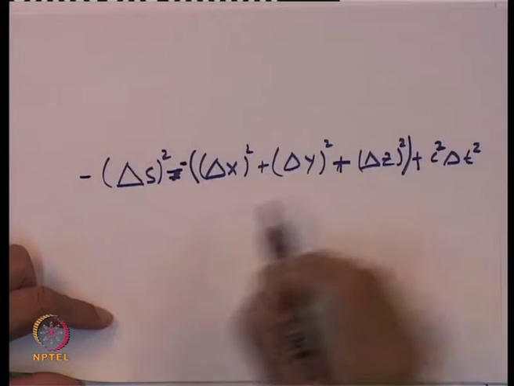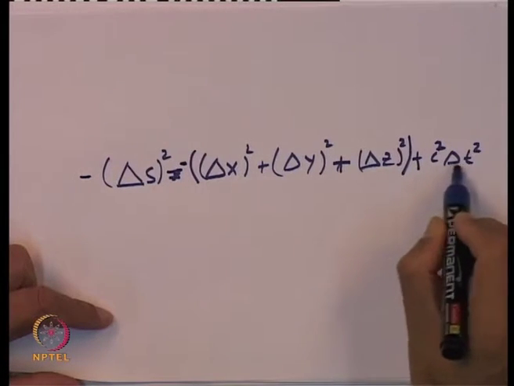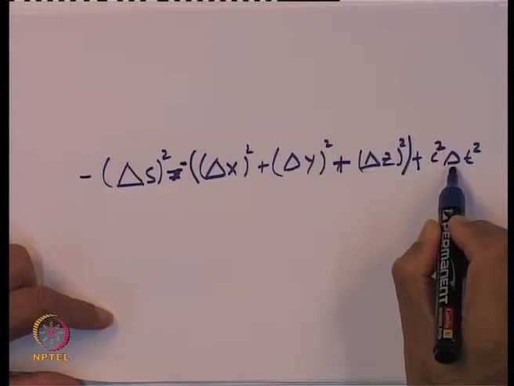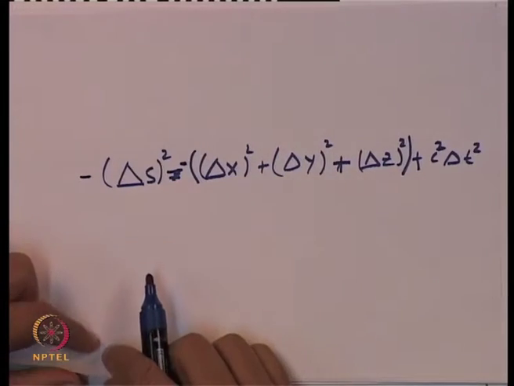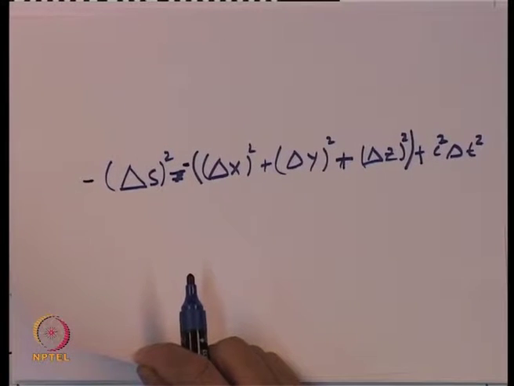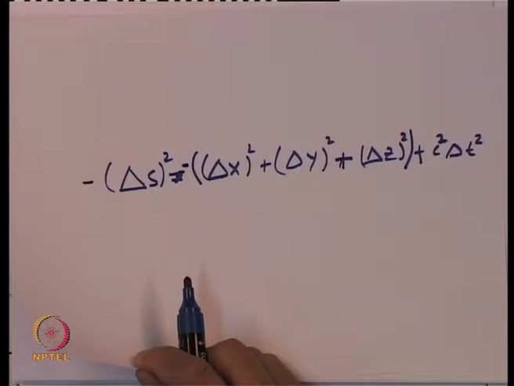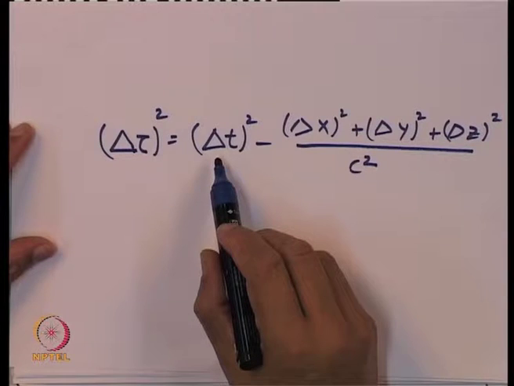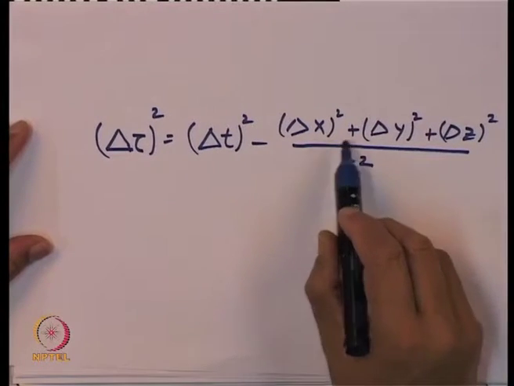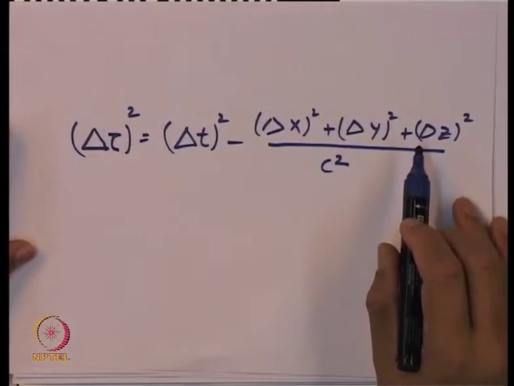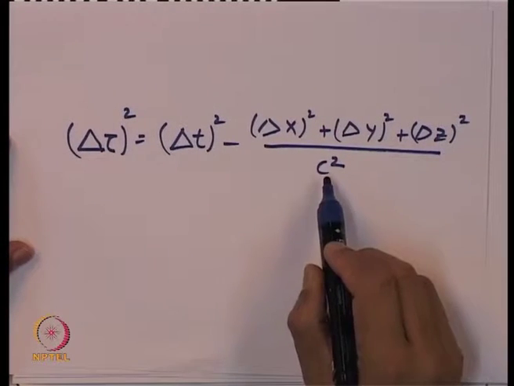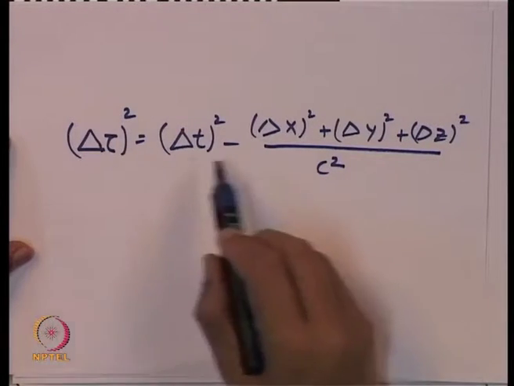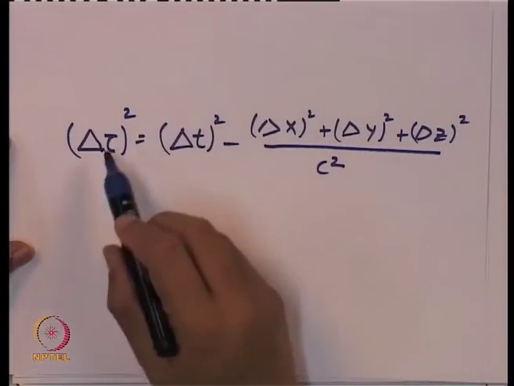I divide by c square. If I divide by c square, this will become just delta t square, and all these quantities will get divided by c square. This leads to the following definition of delta tau square: delta tau square is equal to delta t square minus delta x square plus delta y square plus delta z square, divided by c square. So my definition of delta tau is now given in terms of these quantities.